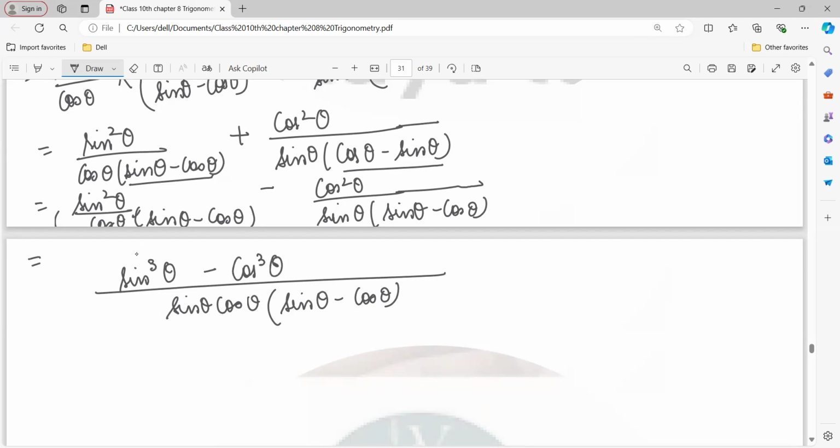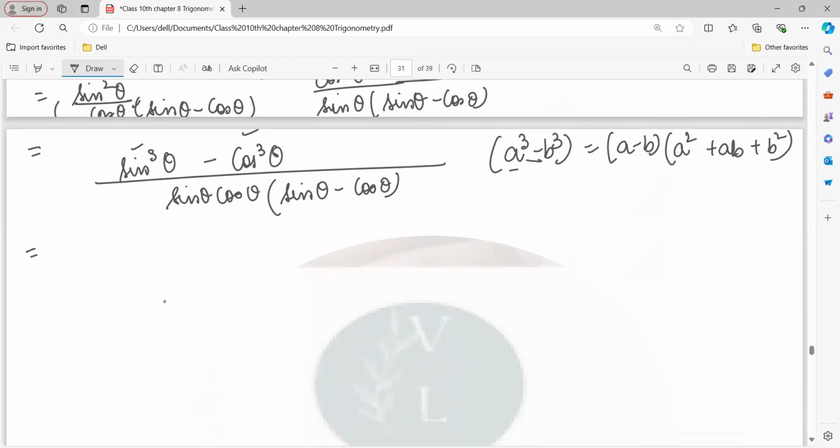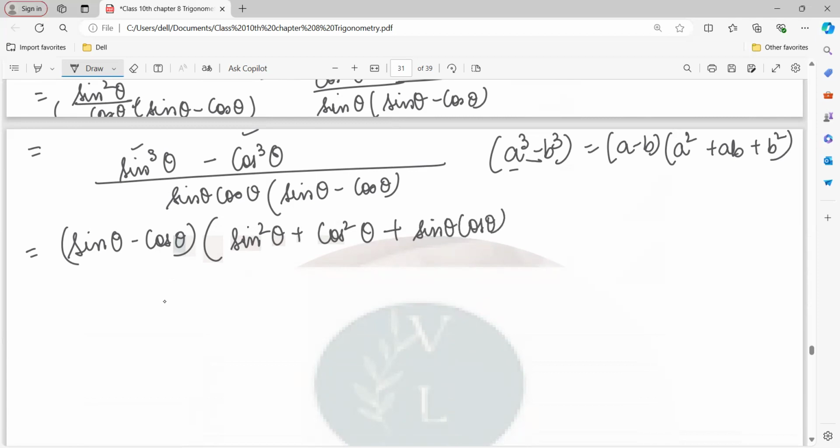Now, a cube minus b cube is equal to a minus b into a square plus ab plus b square, where a is sin theta and b is cos theta. So let's apply the identity. We'll get a minus b, that is sin theta minus cos theta, into a square plus b square plus a into b, that is sin theta into cos theta, right?